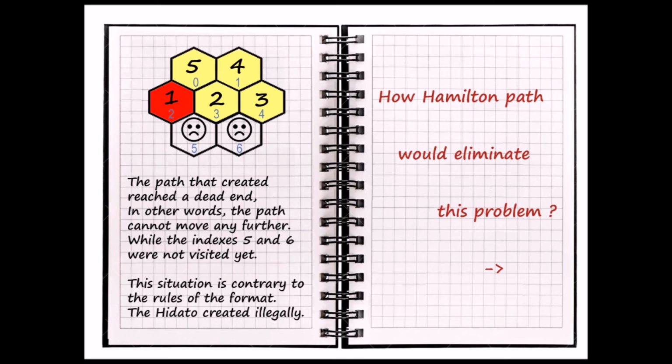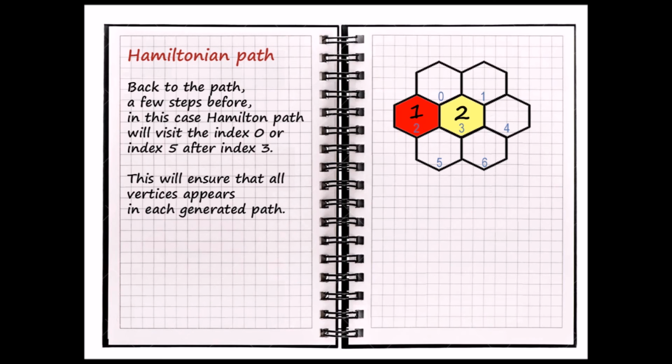How will a Hamiltonian path eliminate this problem? Let's go back a few steps in the path. In this case, the Hamiltonian path will visit index 0 or index 5 after index 3. This will ensure that all vertices appear in each generated path.